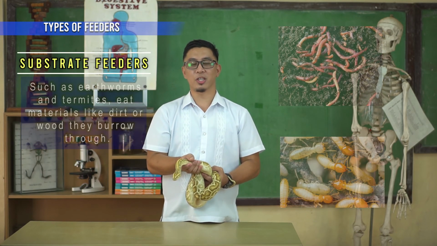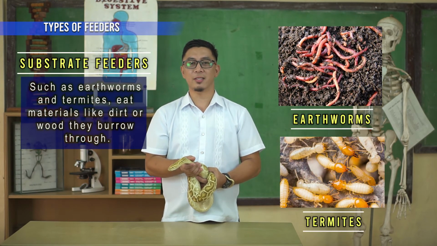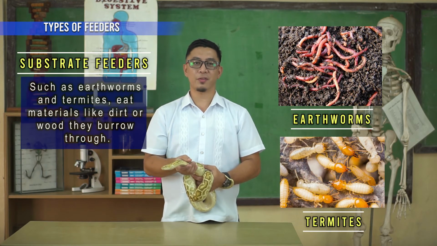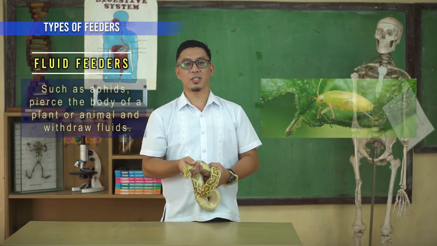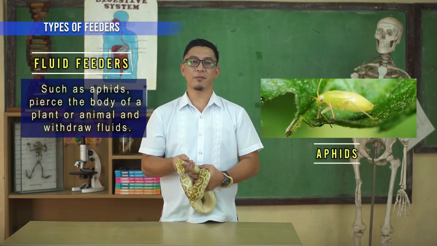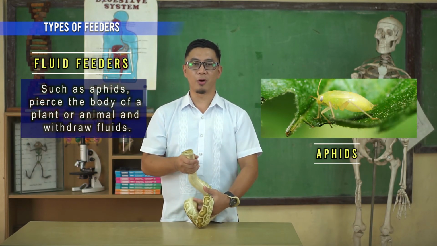Substrate feeders such as earthworms and termites eat materials like dirt or wood they burrow through. Fluid feeders such as aphids pierce the body of a plant or animal and withdraw fluids.